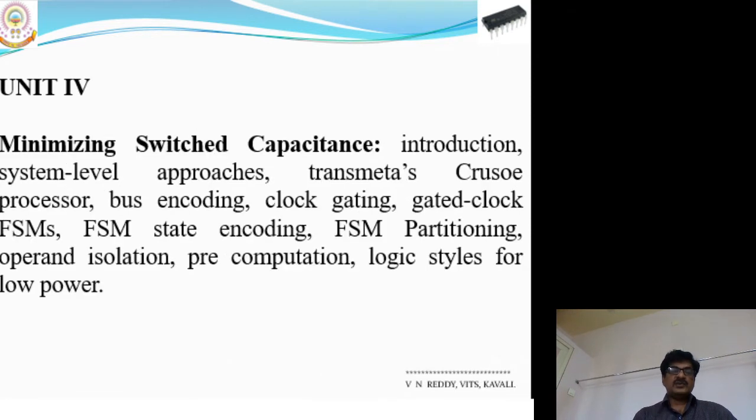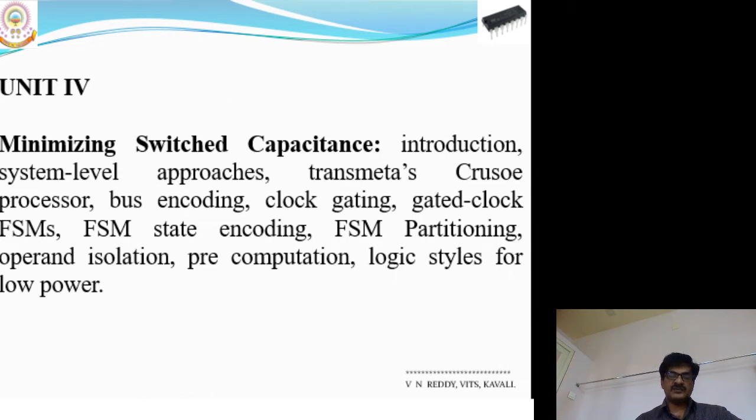Then in the fourth unit, the methodology is reducing the switching capacitance. Also we can see hardware-software concepts, and one of them is the processor. Here we can see how to apply techniques in a processor to reduce power consumption. Bus encoding techniques, clock gating techniques, and gated clock techniques, all of these you can study in the fourth unit.